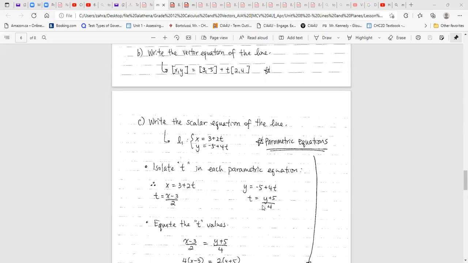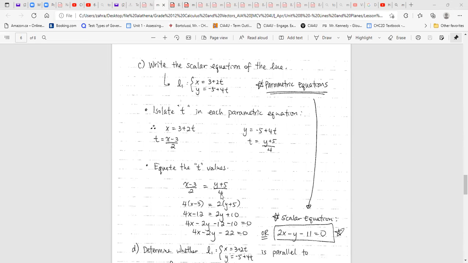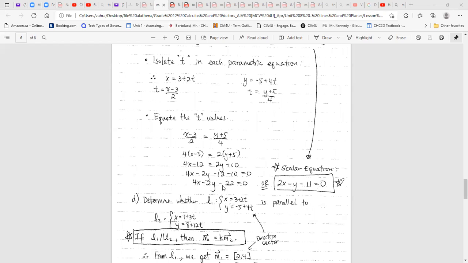Divide both sides by 4. This is t, and here is t, right? So they should be the same, so you equate them to each other. Then the butterfly cross multiplication: 4 multiplied by x minus 3, 2 multiplied by y plus 5. Expand first: 4x, 4 multiplied by 3 is negative 12, 2y plus 10. Bring everything to one side and simplify: 4x minus 2y, negative 12 minus 10 gives negative 22. You have the scalar equation.